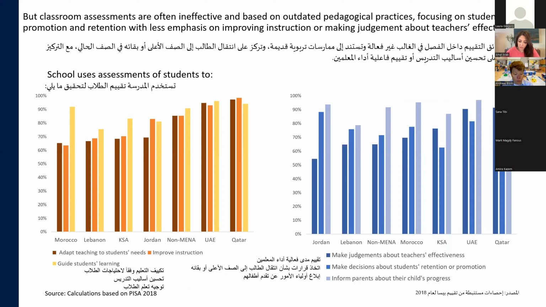And here we have some numbers from PISA 2018 that show how school assessment is used. And perhaps there's room, in our view, to use the assessment more to adapt teaching to student needs, to really improve instruction moving forward. And also it can be used for assessing teacher effectiveness in particular, and school effectiveness, and to inform parents about children's progress. Very critical to get parents involved in assessing child progress.